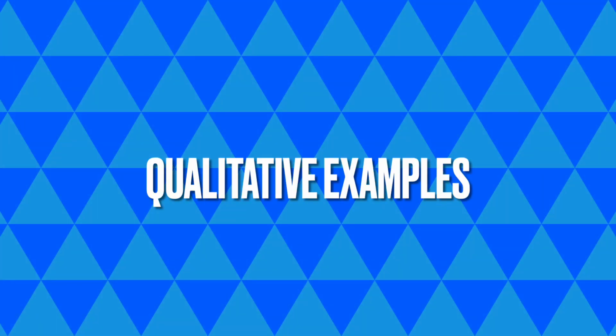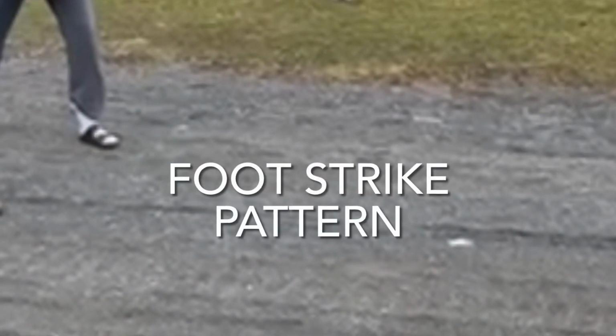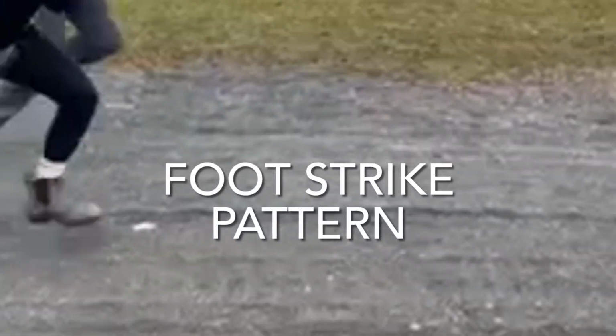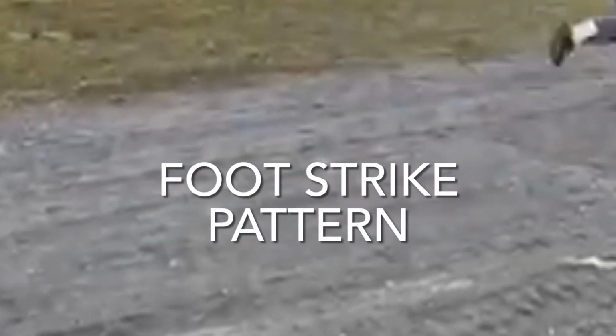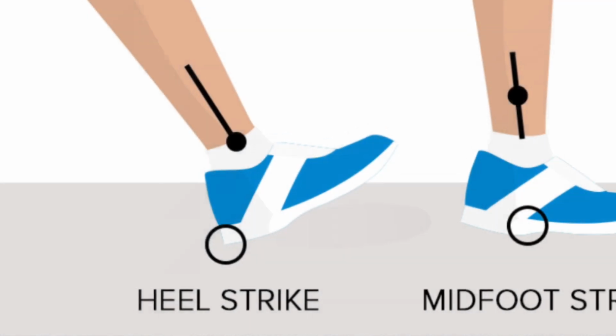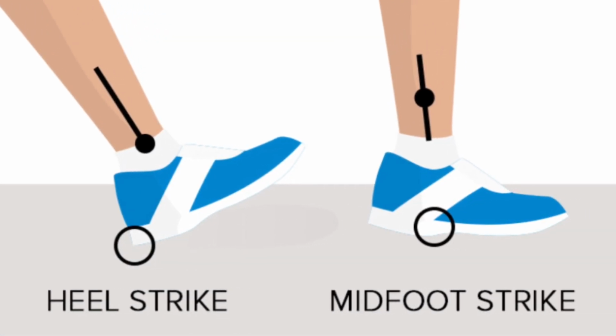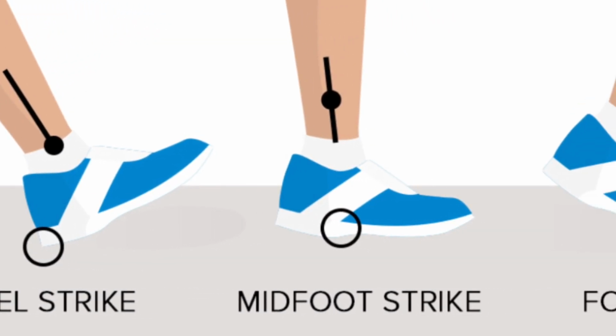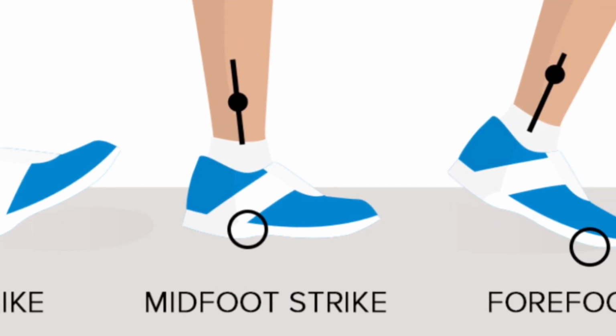Qualitative examples. First could be foot strike pattern, the biomechanical analysis of the way the foot touches the ground. There are 3 types of foot strike patterns: the heel strike, the mid-foot strike, and the forefoot strike.